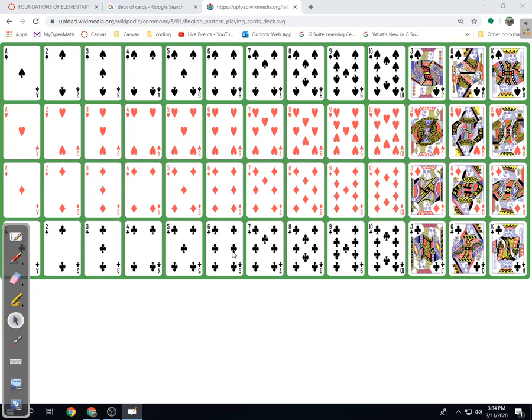So we have 1 through 10 plus the 3 face cards, and then there's 2 colors, red and black, and there's 4 suits: spades, hearts, diamonds, and clubs. So that's what we have to work with in a standard deck of cards. And what we're going to look at is the probability of getting 3 of the same kind when you're dealt 3 cards. And we're going to try and map this out using a tree.